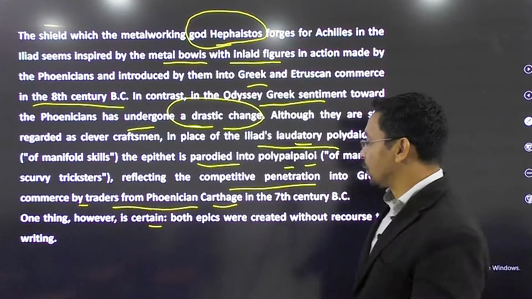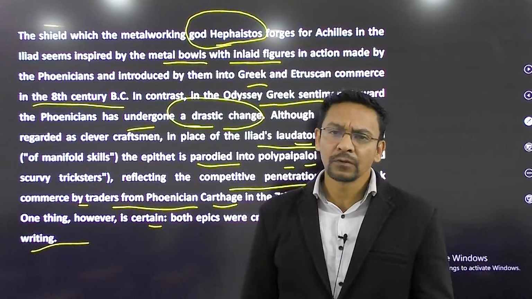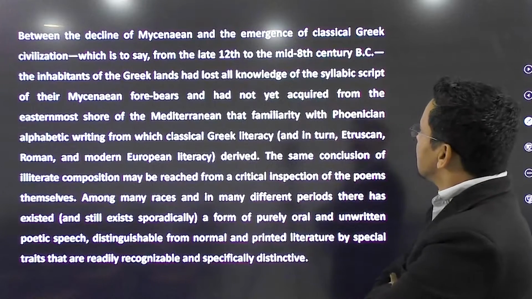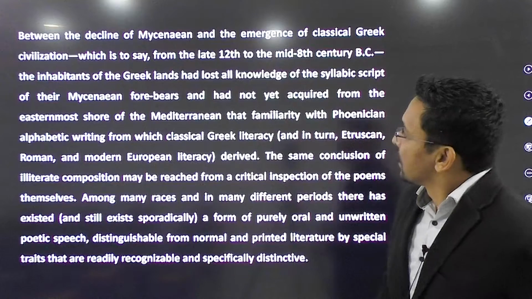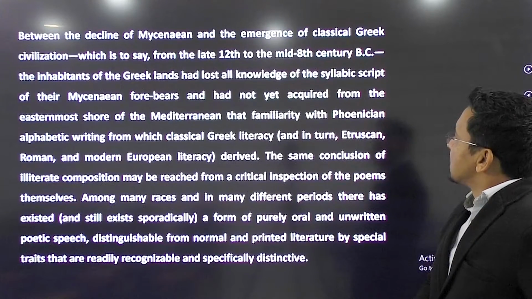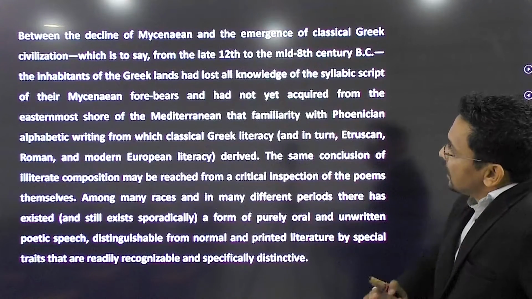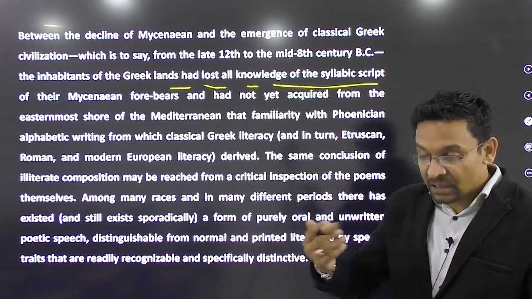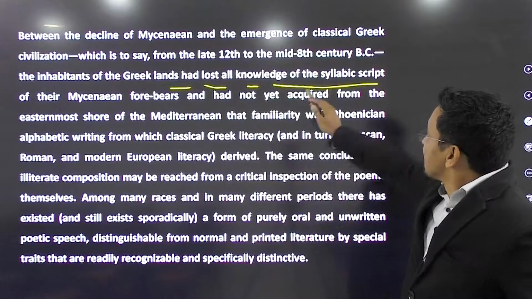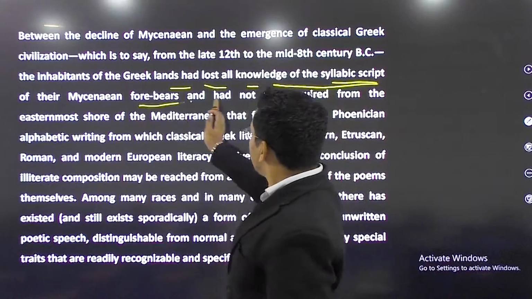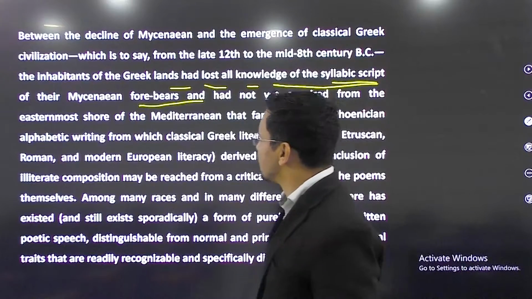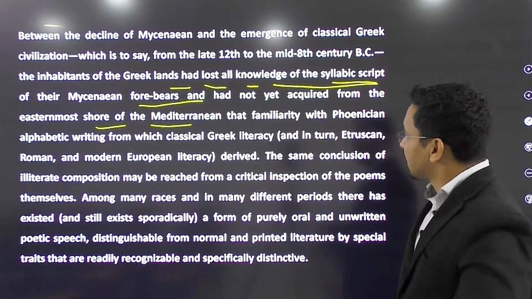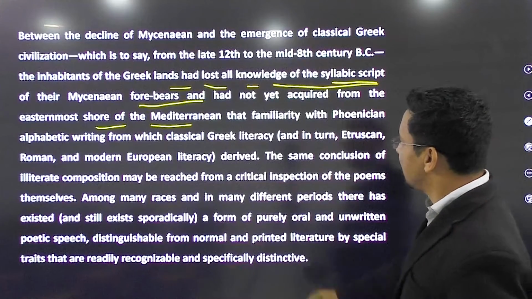Both epics were created without recourse to writing. So दोनों without recourse to writing ही लिखे गए हैं. अब between the decline of Mycenaean and the emergence of classical Greek civilization, which is believed from the late 12th to the mid-8th century, जो inhabitants थे ना of the Greek lands, they had lost all knowledge. उनके पास सिलेबल रहे नहीं थे, तभी तो कह रहे हैं कि बिना राइटिंग के, बिना सिलेबल्स के, राइट? और जो इनके forebears थे had not yet acquired from the easternmost shore of the Mediterranean that familiarity with Phoenician alphabetic writing from which classical Greek literacy derived, जिससे वो derive हुआ था.